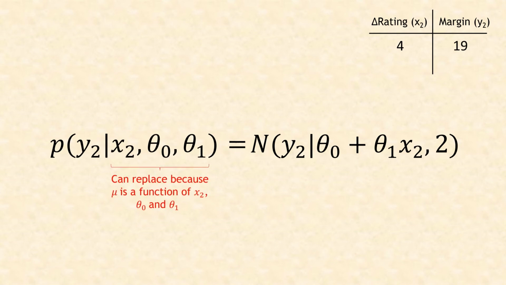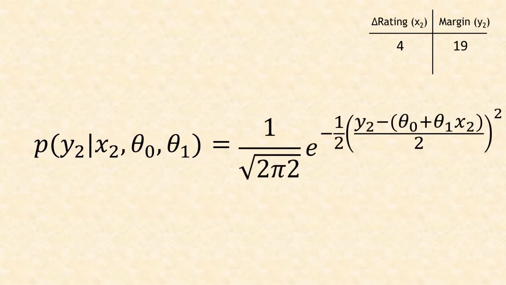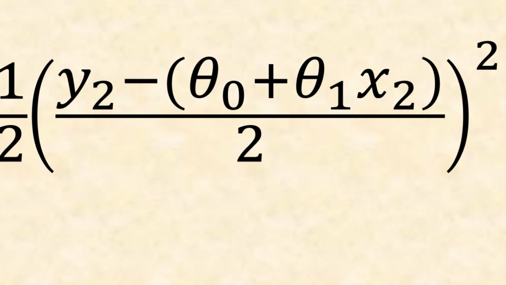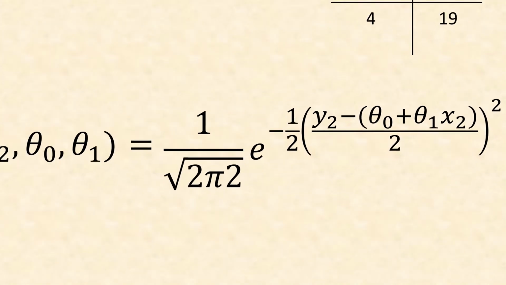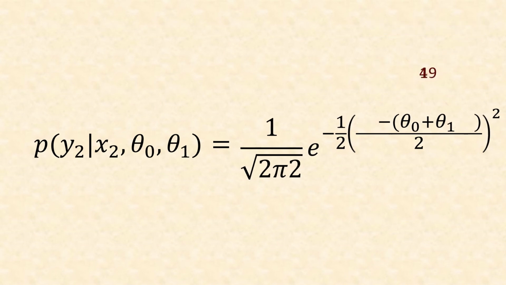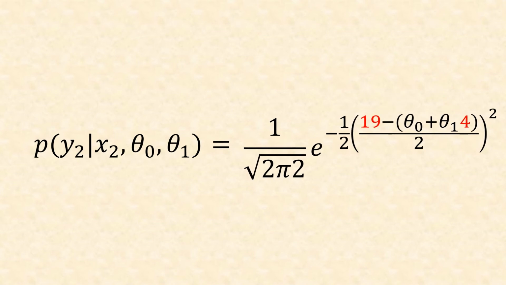Let's now replace the shorthand capital N with the actual equation this N represents. Even though this is a complex equation, we can see how this is a function of θ0, θ1, x2, and y2. Again, since we have already observed y2 and x2, we simply substitute them into the equation to get a function that only varies with θ0 and θ1. Let's now return back to the shorthand.